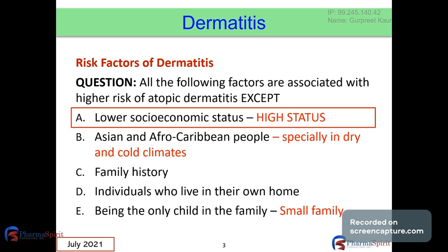is A. Actually, higher socioeconomic status, not the low socioeconomic status, is associated with higher risk of atopic dermatitis. Asian and Black Caribbean especially have a higher risk, especially in dry and cold climates. Patients with family history of atopic dermatitis are at higher risk. Individuals who live in their own home are at higher risk, and being the only child in the family is also a higher risk. So having a small family, like the less number of kids we have, the higher the risk of having atopic dermatitis.